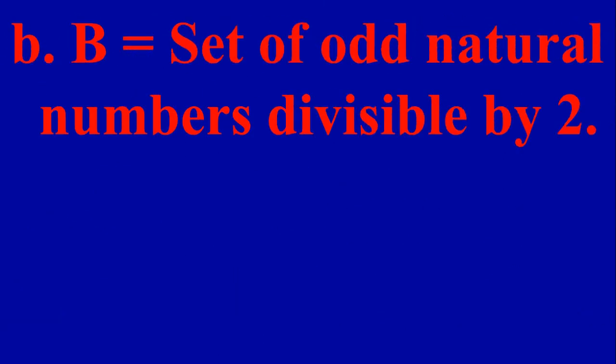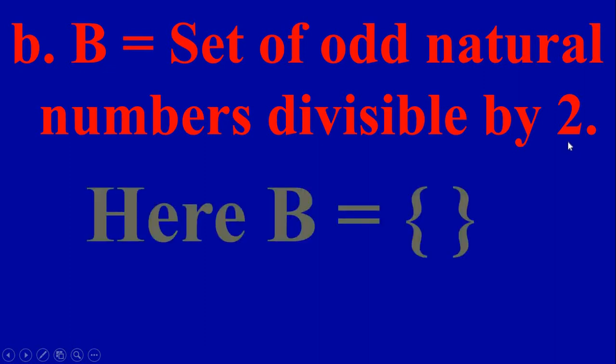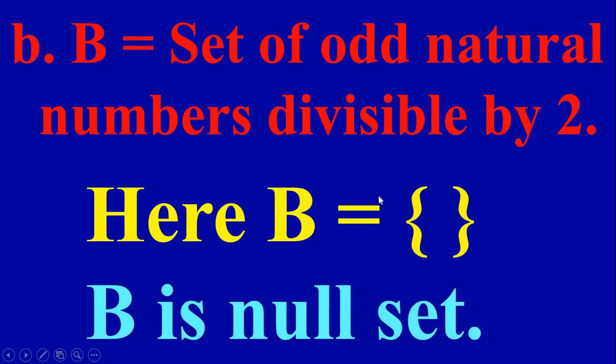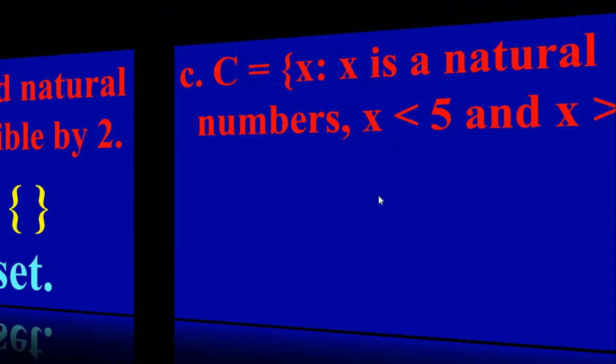So next question, B equal to the set of odd natural numbers divisible by 2. Now you have to find odd natural numbers. Odd natural numbers means 1, 3, 5, 7, etc. And it should be divisible by 2. So there are no odd natural numbers which are divisible by 2. All odd natural numbers are not divisible by 2. So therefore here B is an empty set. There is no odd number which is divisible by 2. Therefore B is an empty set, or it is a null set.